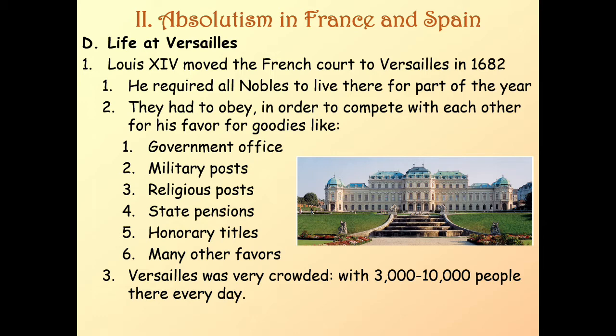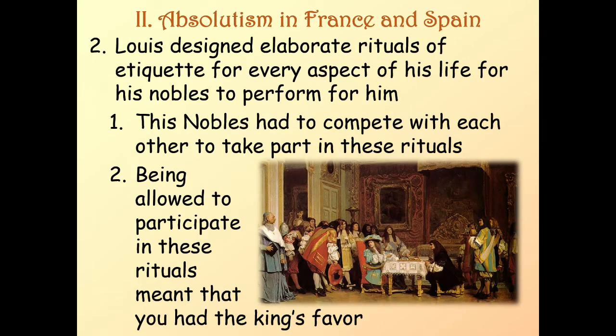Versailles was very crowded. There were anywhere from 3,000 to 10,000 people there every day. Louis designed elaborate rituals of etiquette for every aspect of his life for his nobles to perform for him. You're the noble that gives me my hat today, and you're the noble that gives me my dressing gown today. And these nobles had to compete with each other to take part in these rituals. And being allowed to participate in these rituals meant that you had the king's favor.